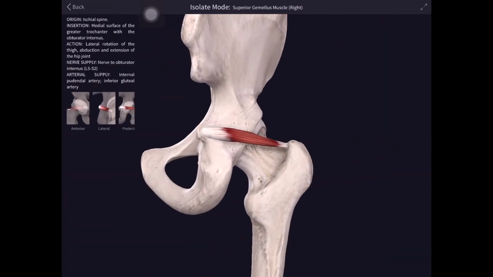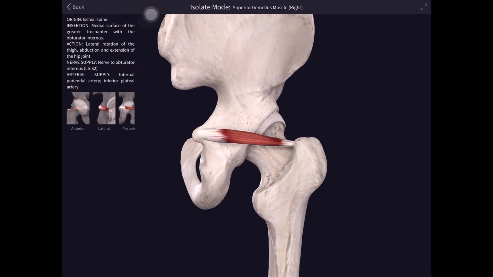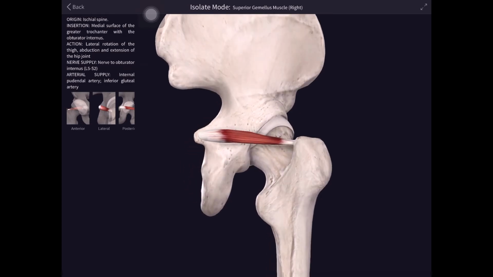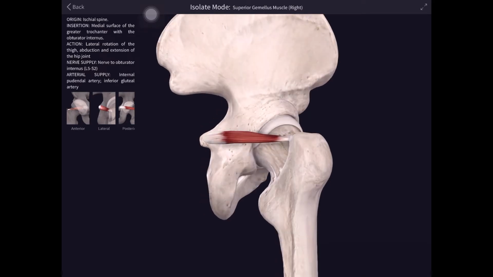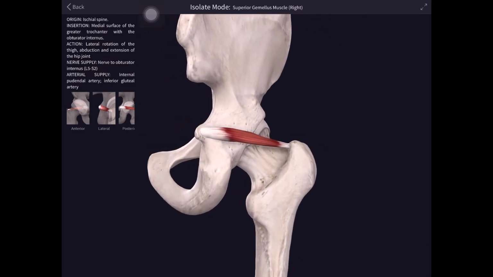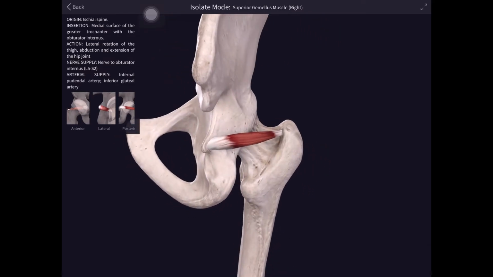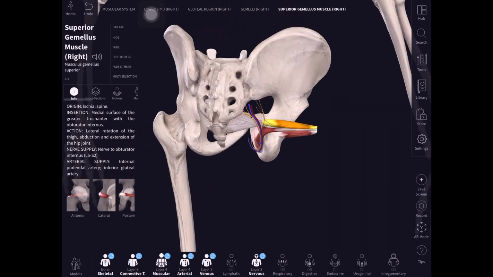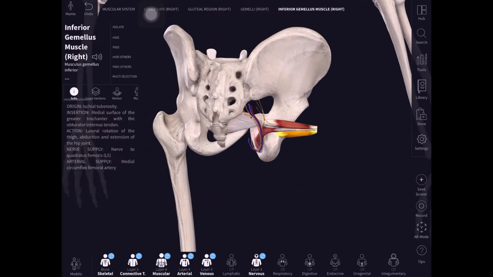So if we isolate and see this, now you can see superior gemellus is also coming from your ischial spine, or a little closer to, you can see this is the upper margin of your lesser sciatic notch also you can call. So that is the reason it is explained in both the cases. Yeah, now we go to the next muscle.